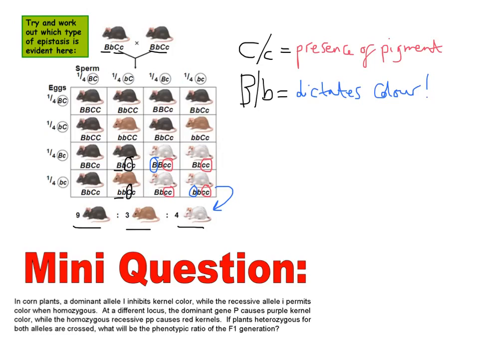So this one, you might have got, is an example of what's called recessive epistasis.